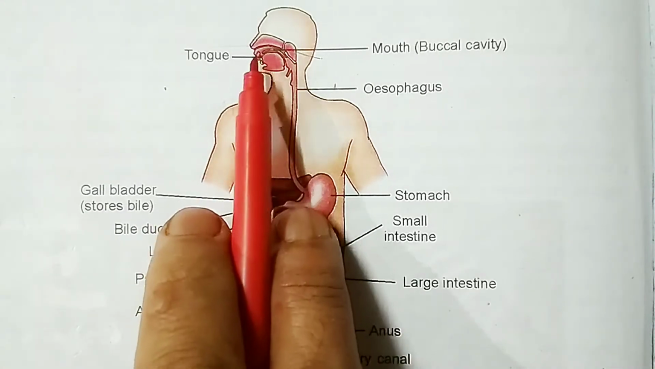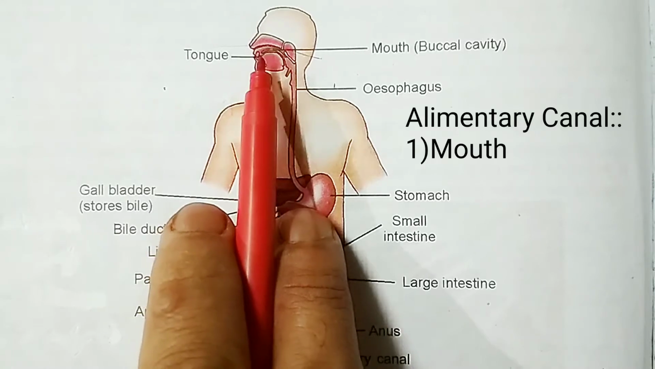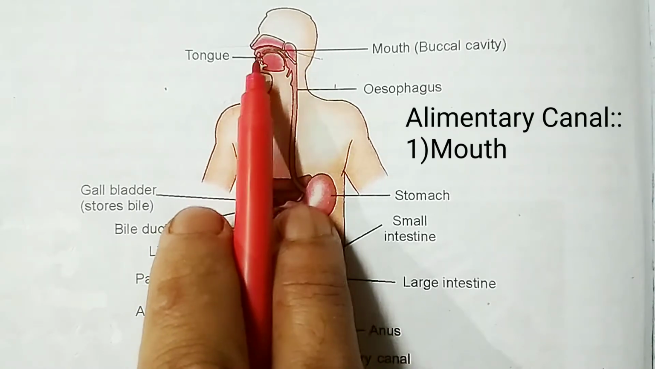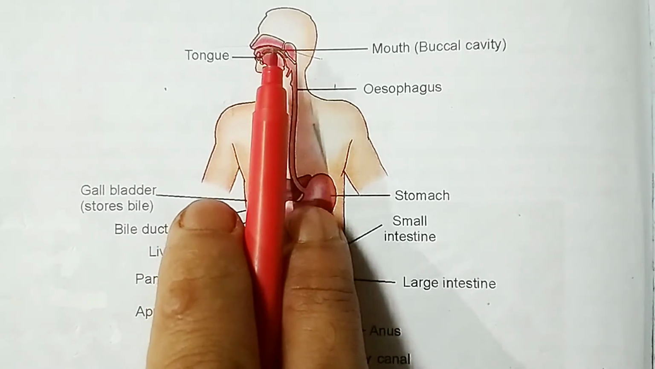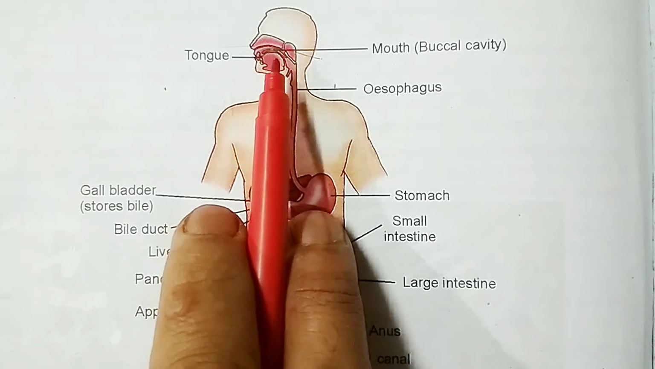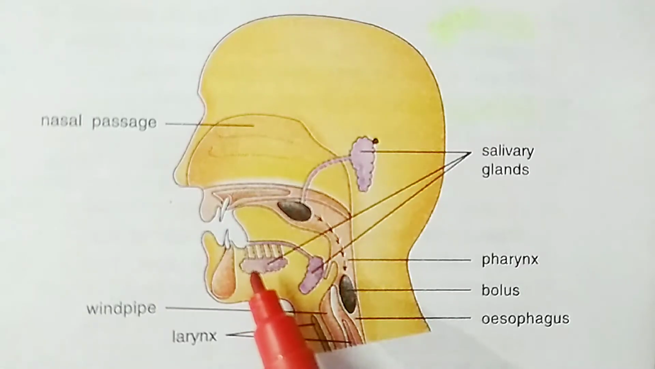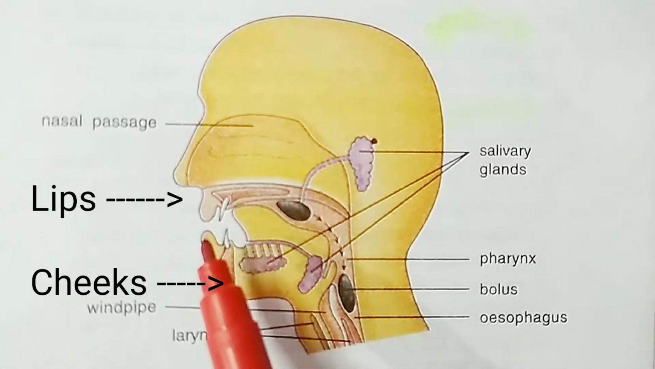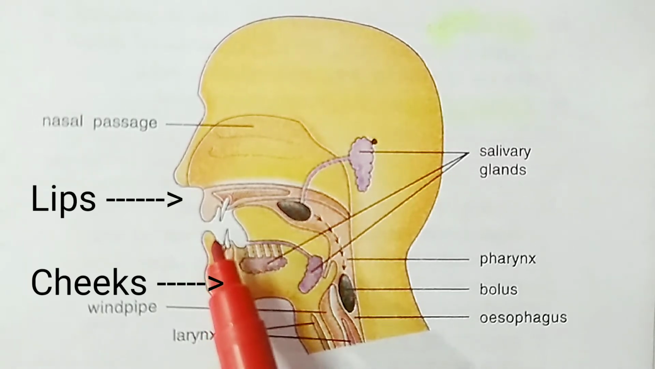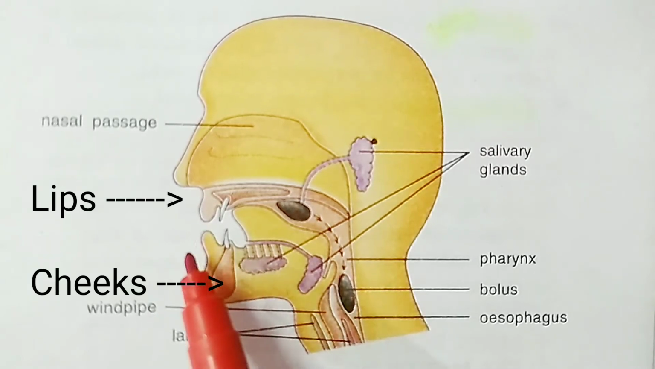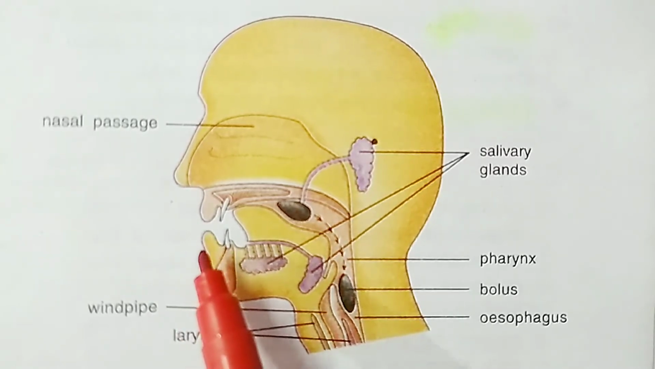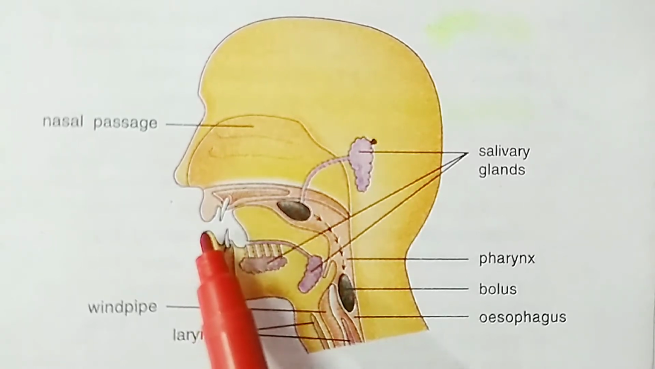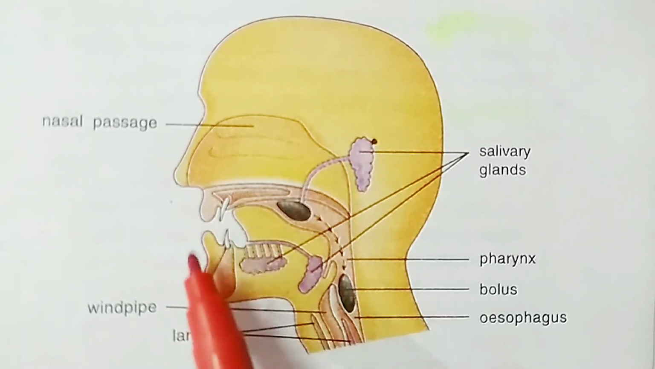This is mouth, and this is the first part of alimentary canal. It opens into a large buccal cavity and its main function is to receive food and start mechanical digestion. The mouth contains the following parts. The first part is the lips and the cheeks. The cheeks and the lips are highly sensitive and help in detecting the degree of hotness or coldness and the texture of the food. So whenever we take food, the temperature of the food is detected by the lips and the texture of the food is detected by the cheeks.